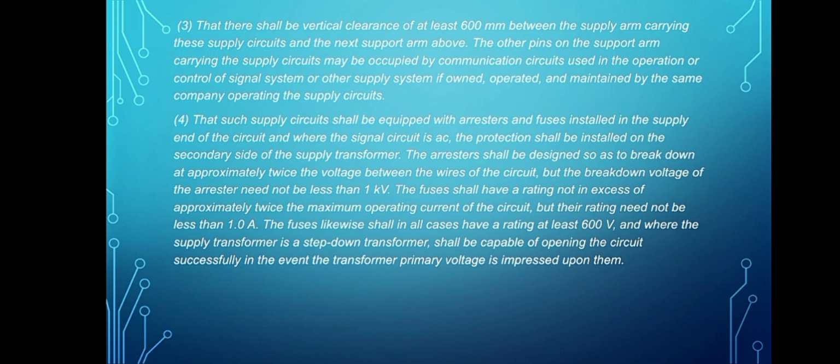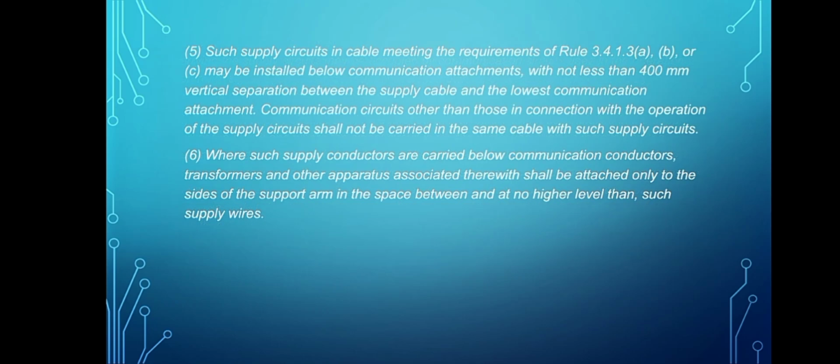Number 4, protection of arresters and fuses. The supply circuits must be equipped with arresters and fuses at the supply end. If the signal circuit is AC, protection must be installed on the secondary side of the transformer. Arresters must break down at about twice the circuit voltage, but not less than 1 kV. Number 5, supply circuits in cable. If electric supply circuits are enclosed in cable meeting specific safety standards, they can be installed below communication lines. There must be at least 400 mm vertical clearance between the supply cable and the lowest communication line. Communication circuits that are not related to operating the supply circuits must not be included in the same cable.